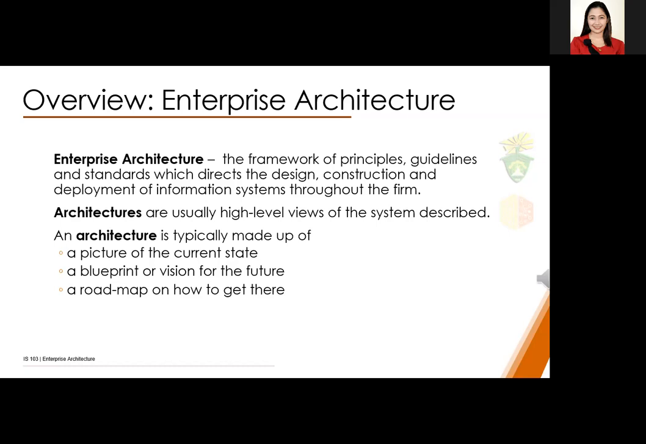An IS consists of interrelated components that work together to achieve a particular goal. If you recall, that's how we defined IS in our previous subjects, right? Architecture is typically made up of first, a picture of the current state, second, a blueprint or a vision of the future, third, a roadmap on how to get there.